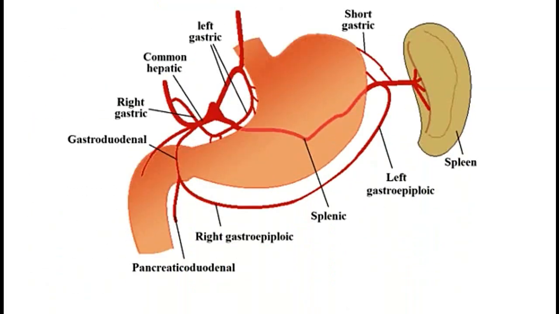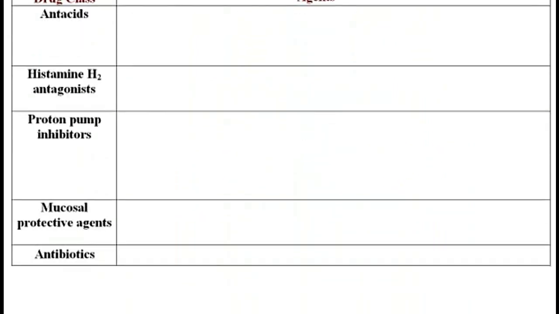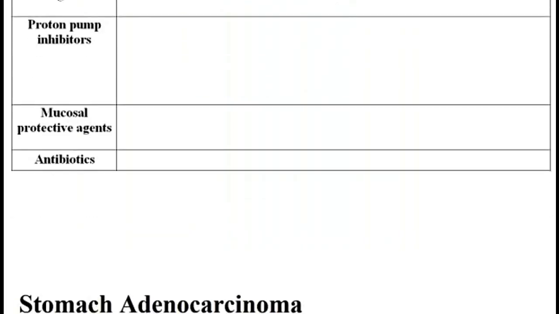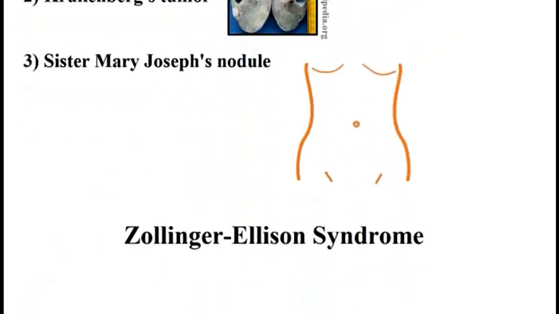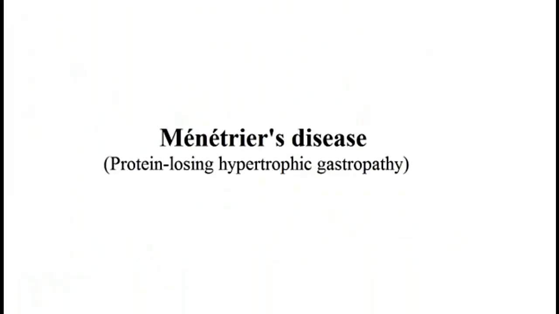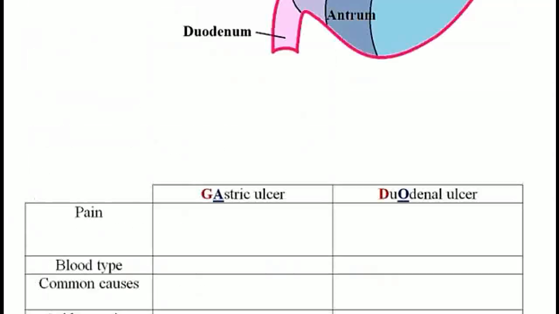discuss how different forms of peptic ulcers can cause bleeding from different sites, discuss the function of different ulcer medications, discuss different stomach cancers, their sites of metastasis, as well as Zollinger-Ellison and Menetrier's disease.